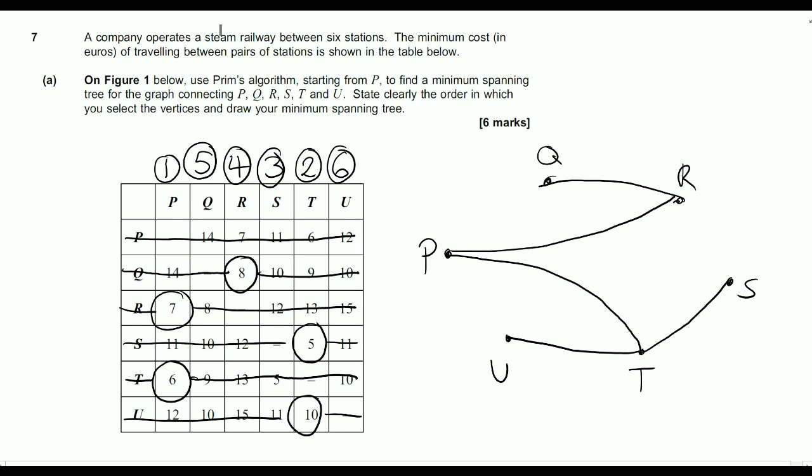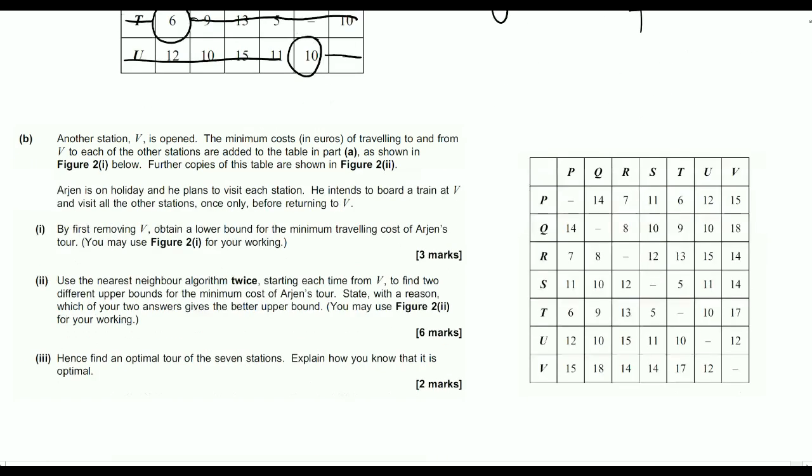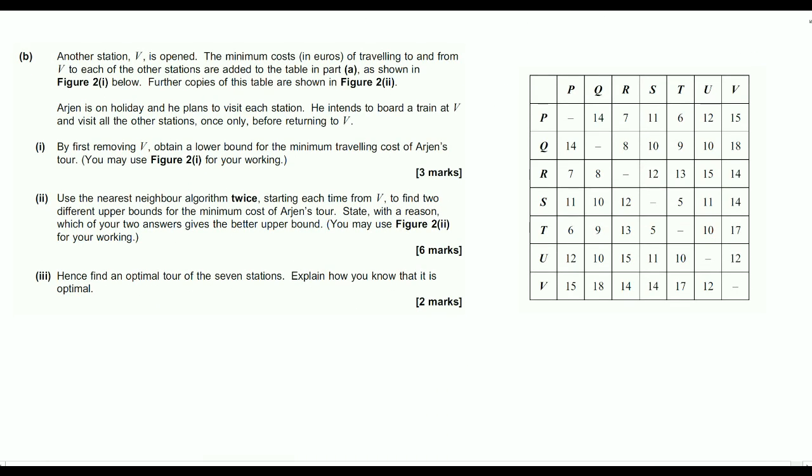For part B then, we're moving on. So this is down here below. We're now looking at a similar situation, but with a new station, with V being opened. And what we're going to be asked to do is to find some tours to actually visit all of these stations. So the other station is open, the minimum cost for travelling is on there, and we have all of those copies of the table which you can do your workings on.